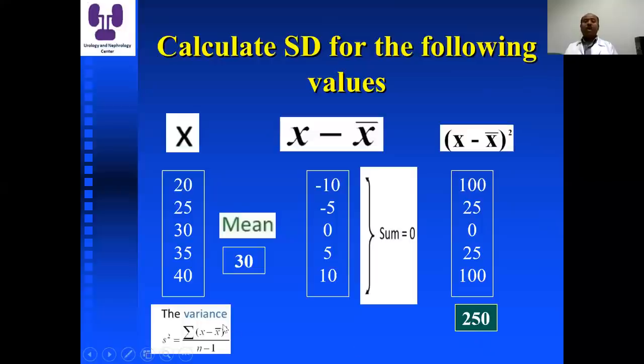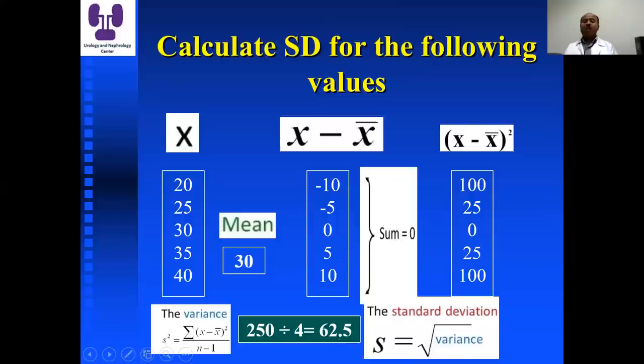And then to calculate the variance. The variance is the total sum of these values divided by the number of values minus 1. So the number of values is 1, 2, 3, 4, 5, minus 1 equals 4. So 250 divided by 4 equals 62.5. Standard deviation is the square root of the variance. So if you apply here, the square root of 62.5 is 7.9.